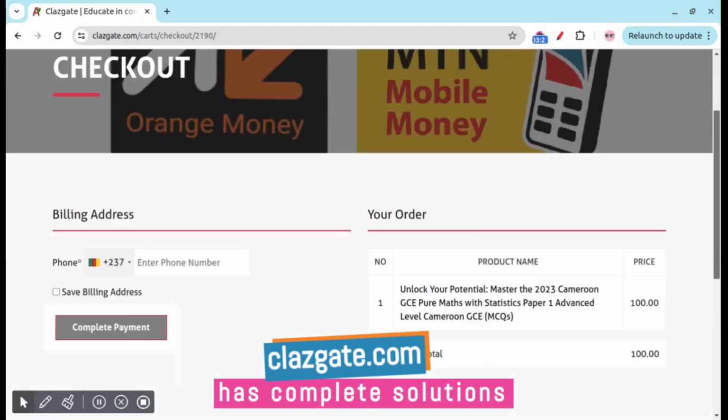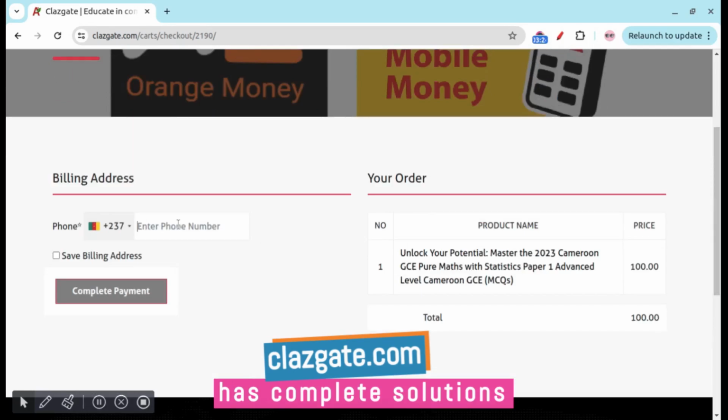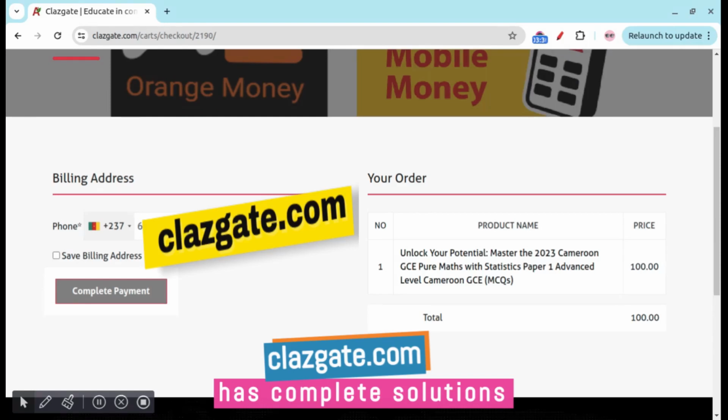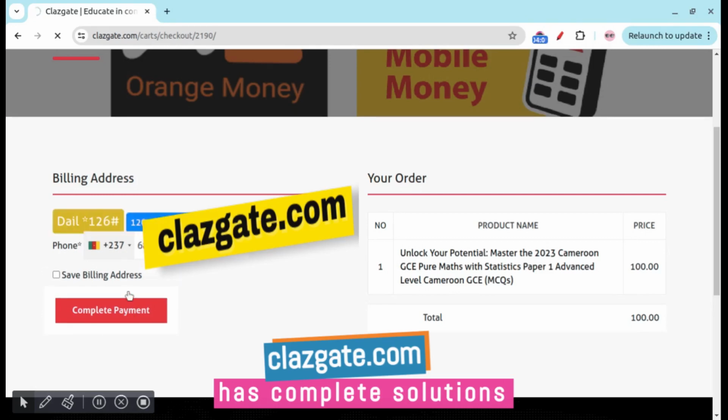On the checkout page, you just write your mobile money number. It takes Orange and MTN, as we are Cameroonian, so you write in your mobile money number. Then complete payment. If you write a correct Cameroonian number, you see this button turns red. The gray button is now red, meaning you can pay now. So click on the complete payment button, and we're waiting.